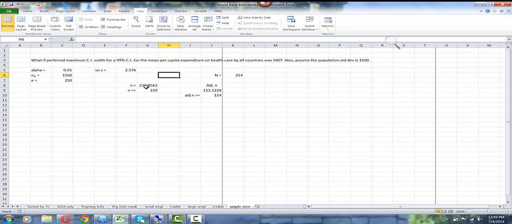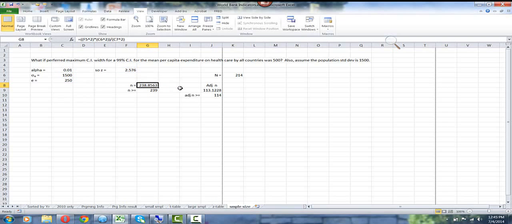And so we've got an n here of z squared times sigma squared divided by, and here we want, it says confidence interval width of 500, so e has got to be half of that. E is the tolerable error, and so what do we want the most margin of error to be? Well, that's half the confidence interval width, so 250. So then you're dividing by 250 squared.